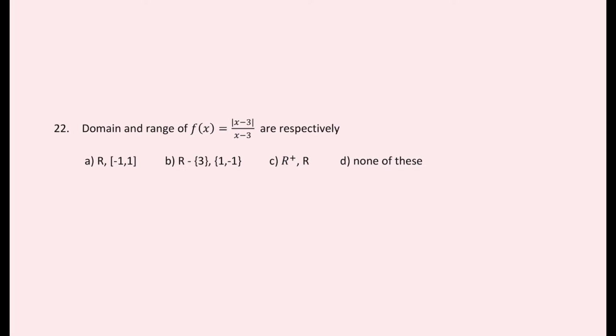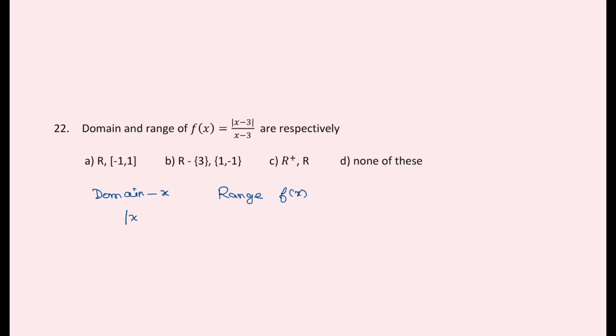Question 22. Domain and range of f of x equal to absolute value of x minus 3 divided by x minus 3 are respectively. This function is a signum function. Domain is the set of possible values which x can take. And range is set of all possible values which f of x can take.